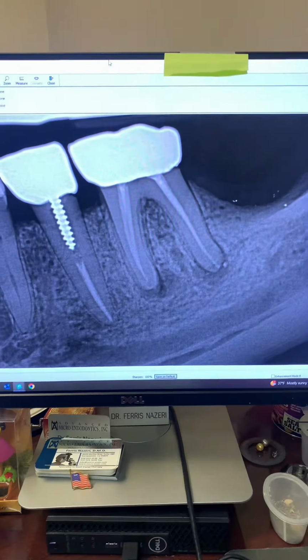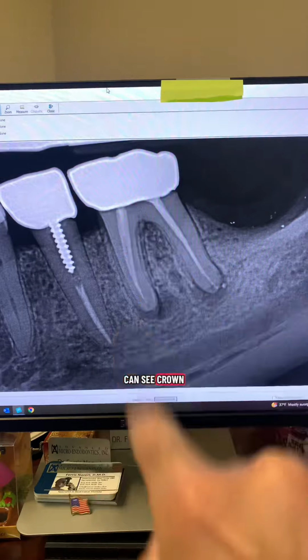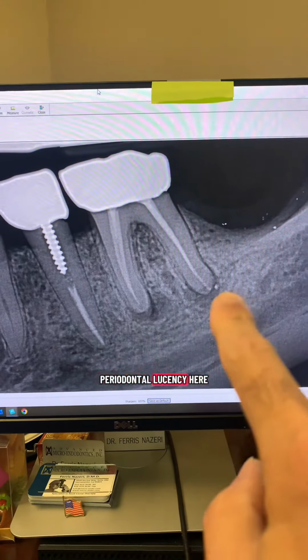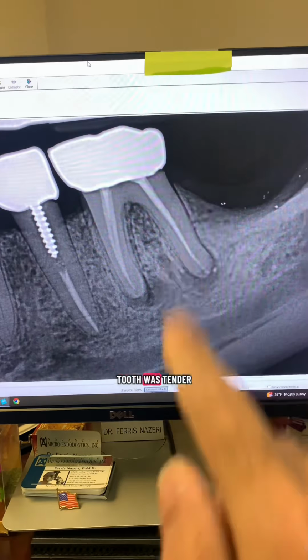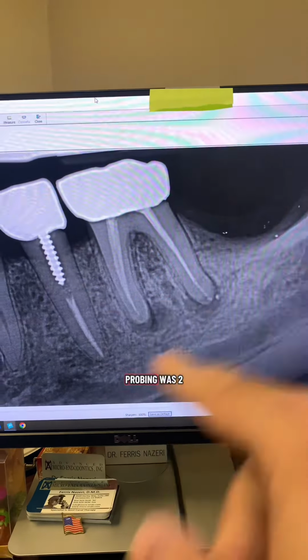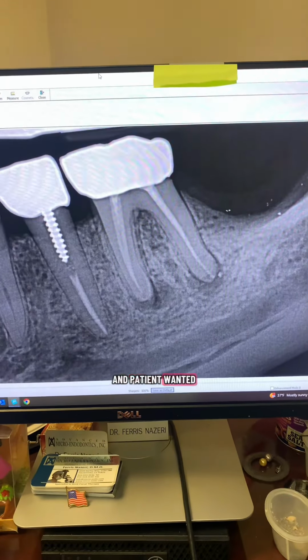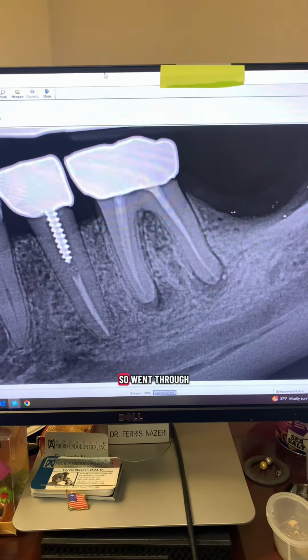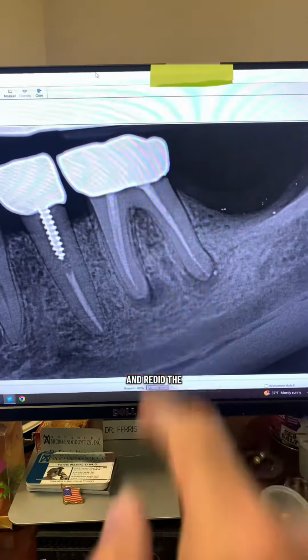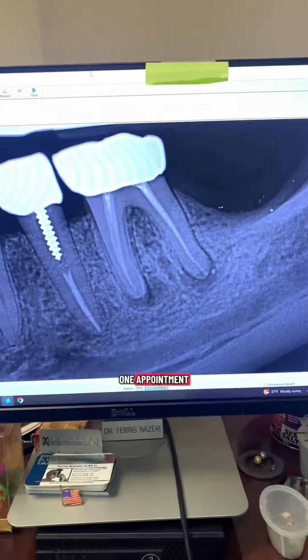Patient has symptoms. As you can see, crown on the tooth, previous root canal, periapical lucency here and here. Tooth was tender to percussion and palpation. Probings were 2 to 3 millimeters all around. So we discussed options with the patient, and the patient wanted to try to save the tooth. So I went through the crown and redid the root canal for this patient in one appointment.